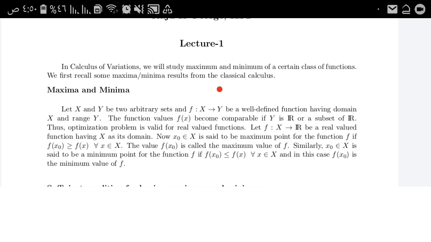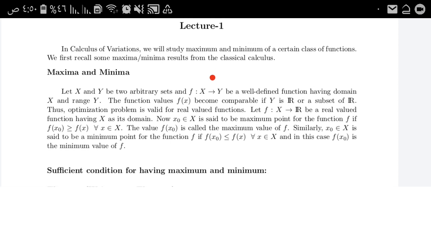Okay, is my explanation clear or not? Is my explanation clear or not? Okay.